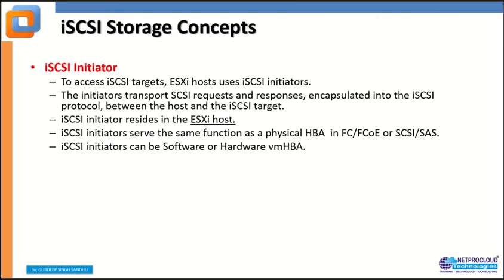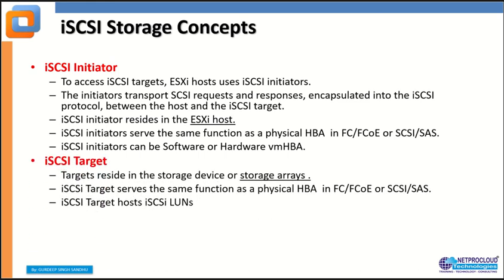Now talking about the iSCSI initiator. To access the iSCSI targets: targets are present on the storage, and initiators are present on the ESXi host. The HBAs that are there can work as iSCSI initiators, and the adapters present on the storage side act as iSCSI targets. Your iSCSI initiator can have the same function as the physical HBA in FC, FCoE, SCSI, SAS, NAS and so on. Targets are present on the storage array.